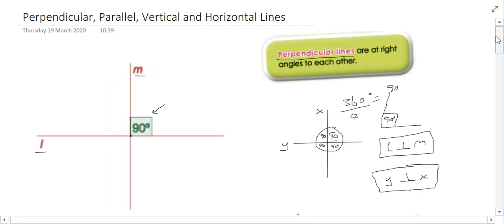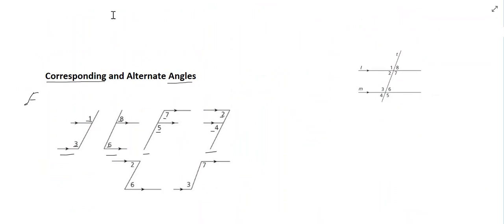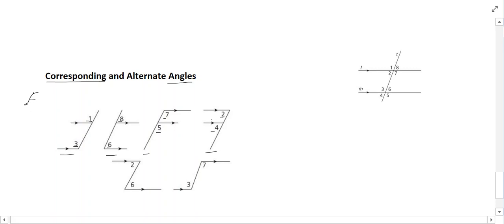Okay, so let's just keep jumping up the page. And again, with corresponding angles, you get this F shape that gets produced. So they're known as corresponding angles. They correspond to each other and they're equal to each other. Now, these ones, 1, 2, 3, 4, these 4 up here are known as corresponding angles. Now, if we move down and we look at these guys here, these are what are known as alternate angles.